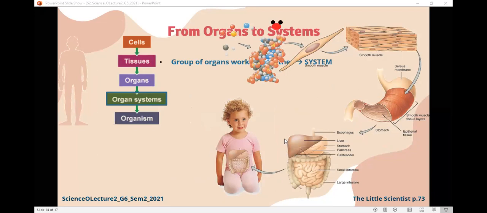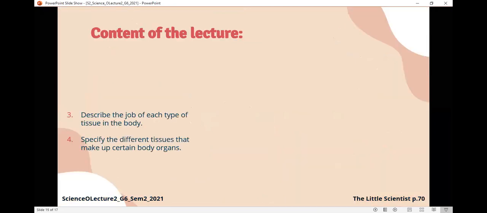Okay. Here is the digestive system. The digestive system has the mouth, esophagus, stomach, intestines. So different organs make body systems.